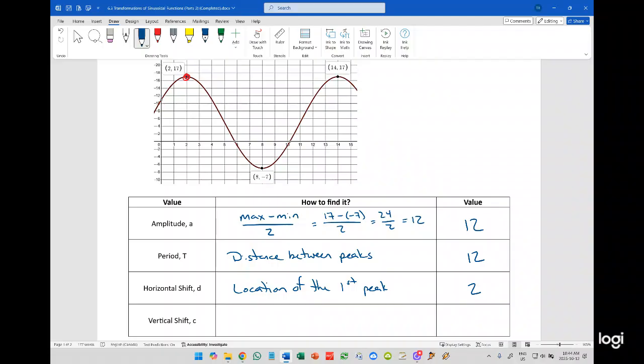Now, I should be clear. When I'm actually modeling this, I can use any of the peaks. So I could do that the horizontal shift is 14 over here. It's just, if we do that, there's going to be an infinite number of possible answers. And it's always just easiest to choose the first peak and go with it.